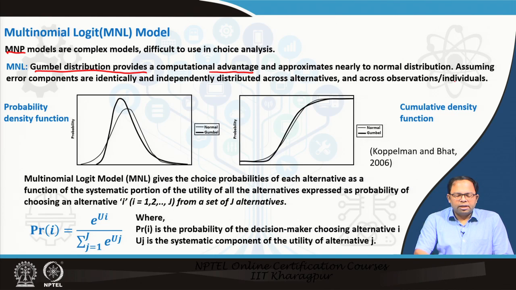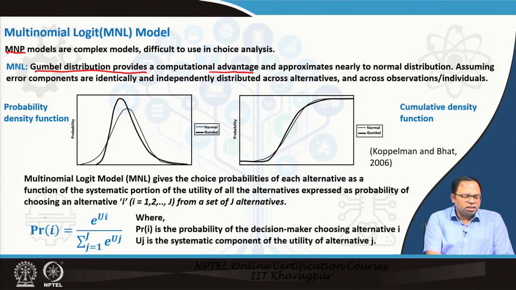the multinomial logit model gives the choice probabilities of each alternative as a function of the systematic portion of the utility of all the alternatives, expressed as the probability of choosing alternative i from a set of j alternatives, where Pr(i) is given as e to the power Ui divided by the summation of e to the power Uj, where j is equal to 1 to J. So, that means Pr(i) is the probability of the decision maker choosing alternative i, and Uj is the systematic component of the utility of alternative j.